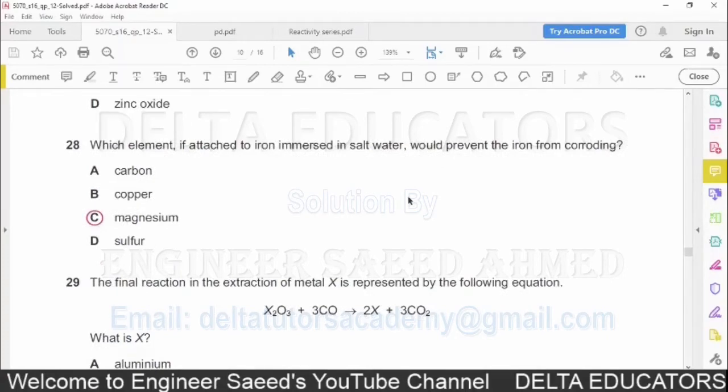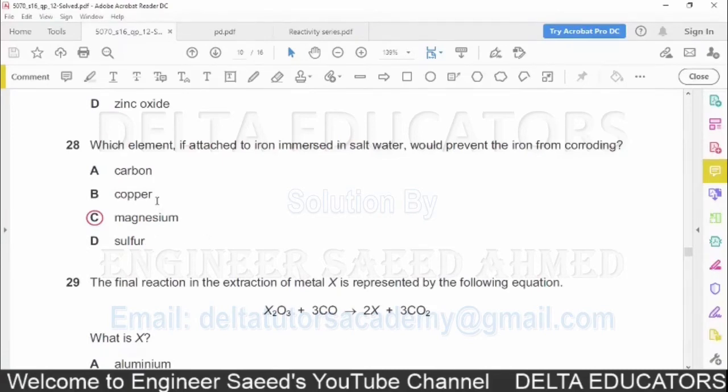Question number 28. Which element, if attached to iron immersed in salt water, would prevent the iron from corroding? Option A, carbon, B, copper, C, magnesium, D, sulfur. Here we have to use a metal as a sacrificial metal that is more reactive than iron. Carbon and sulfur are not metals, so option A and D are not the possible options.